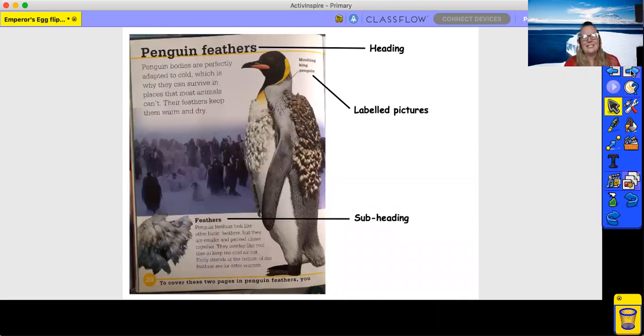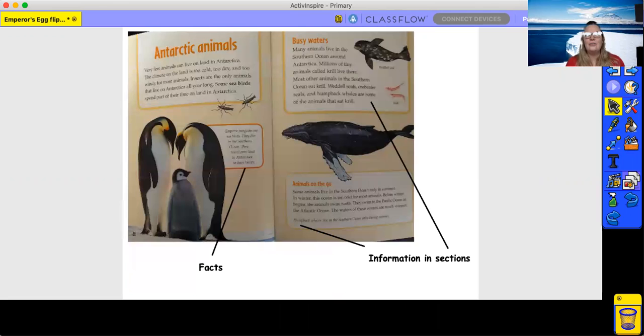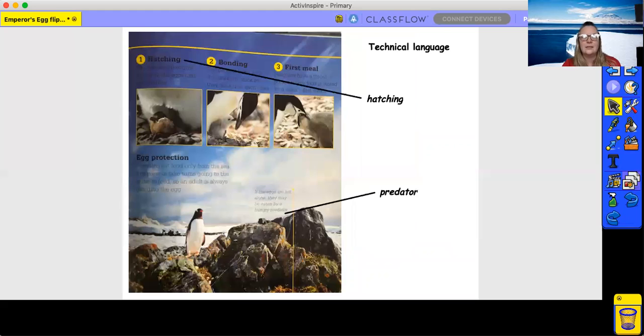On this page, you can see there is headings, labelled pictures and subheadings. On this page, the information has been boxed into sections. There's no need for you to actually draw boxes around your work, but actually writing it under subheadings makes it really easy for the reader to find the information they are looking for. On this page, we have some technical language, hatching and predator. Any non-fiction book you look at will be filled up with technical language, ready for you to learn about.